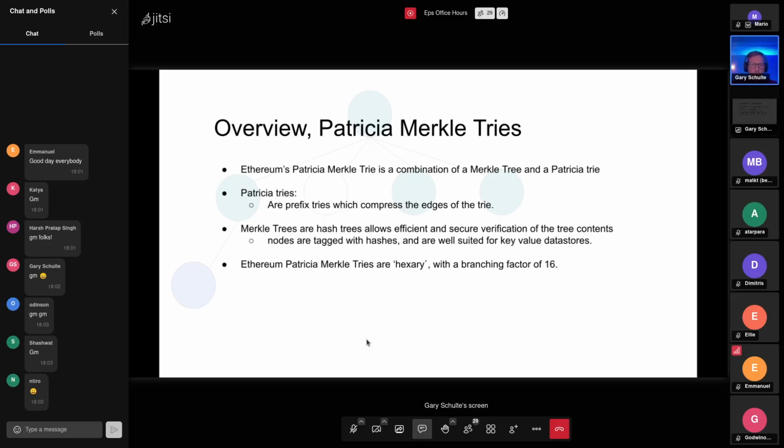Ethereum's Patricia Merkle tree also has the Merkle aspect, where Merkle trees are a type of hash tree that allows you to commit to the contents of the tree in a secure, verifiable, and succinct way. And lastly, the Ethereum Patricia Merkle trees are hexary, which means they have a branching factor of 16. Each node of the tree can have as many as 16 child nodes below it. So when we put all that together, we have a hexary prefix hash tree.